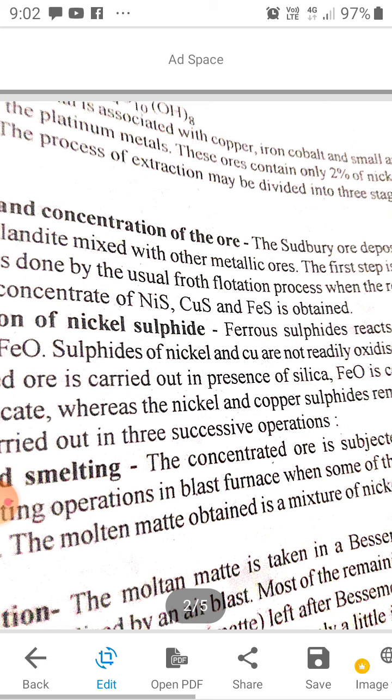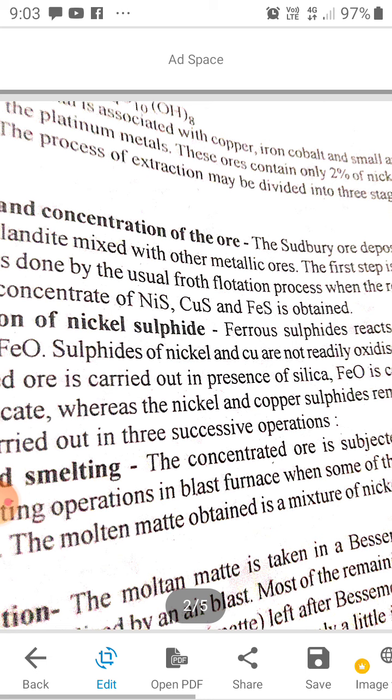Extraction. Crushing and concentration of the ore. The Sudbury ore deposits contain 14% of pentlandite mixed with other metallic ores. The first step is to separate pentlandite. This is done by the usual froth flotation process.